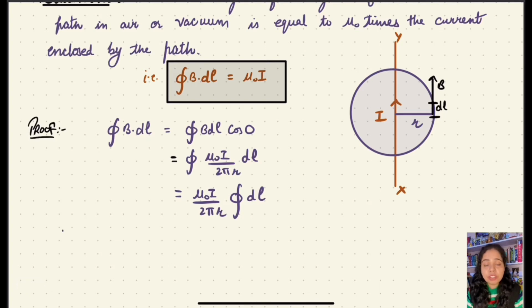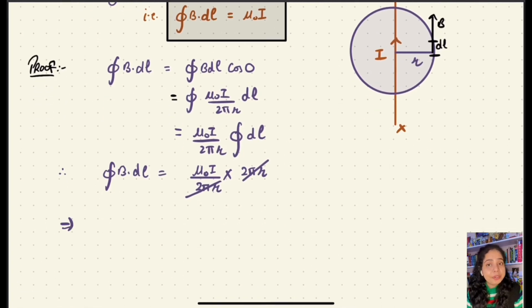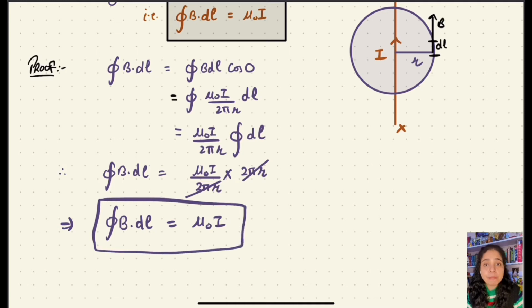As it is a closed integral of dl, that means if we add up infinite dl lengths, then it turns out to be a circle. The radius of the circle is r, therefore on adding up all these small lengths, we are having a complete circle of circumference 2 pi r. That means closed integral B dot dl is equal to mu naught I upon 2 pi r multiplied by 2 pi r, where 2 pi r is representing the length of the circular path which is considered. So now cancelling 2 pi r with 2 pi r, we are left with mu naught I. Therefore closed integral B dot dl is equal to mu naught I, and hence we have proved Ampere's Circuital Law.